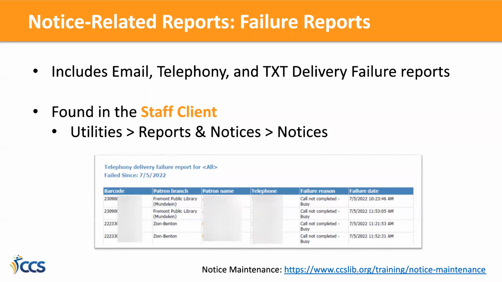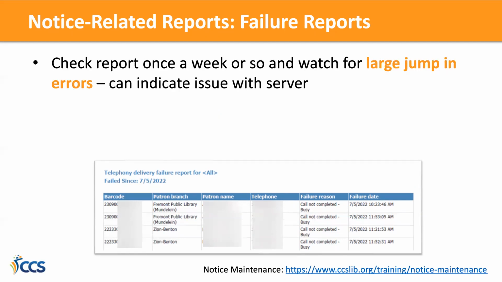Now, the staff client has a handful of failure reports, which includes email, telephony, and text. So users who are part of the reports and notices permission group can access these reports. CCS recommends that libraries check these error reports like once a week or so. It's just good to have your eye on them every so often to make sure that there isn't suddenly a massive increase in failures. This can indicate an issue with the notice processing job or the server itself.